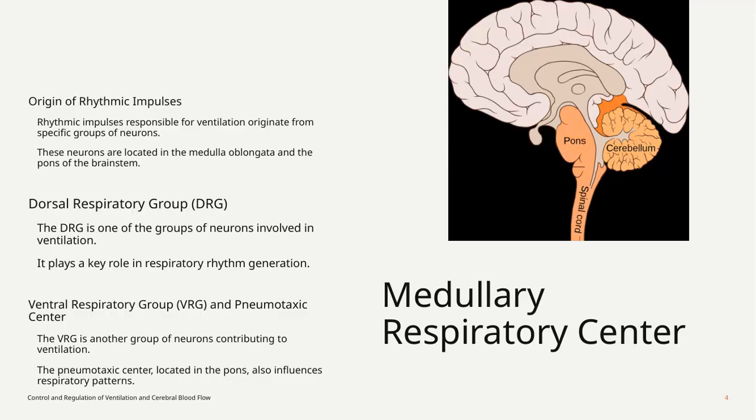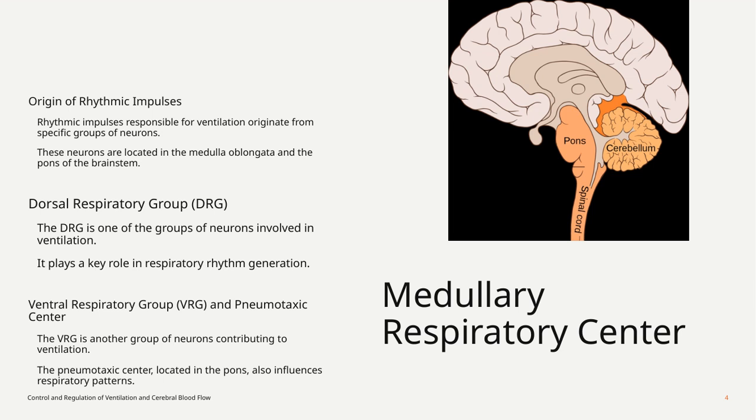Let's take a closer look at how ventilation and cerebral blood flow are controlled and regulated. At the core of this process is the medullary respiratory center, which is responsible for generating the rhythmic impulses that drive our breathing. These impulses originate from specific groups of neurons located in the brainstem, specifically in the medulla oblongata and the pons. One of the key groups is the dorsal respiratory group, or DRG. This group plays a crucial role in generating the basic respiratory rhythm, essentially setting the pace for our breathing cycles. It's like the conductor of the respiratory orchestra, ensuring everything stays in sync.